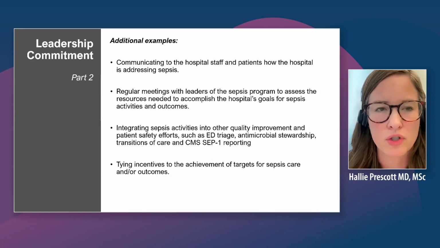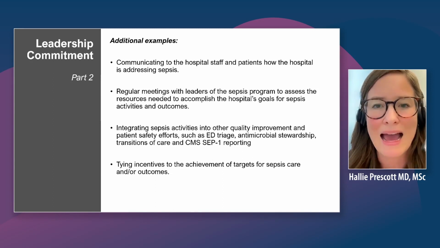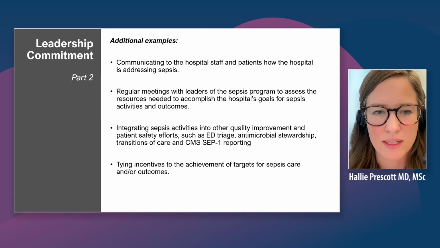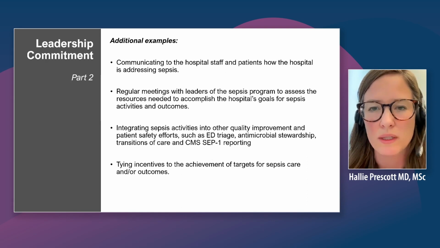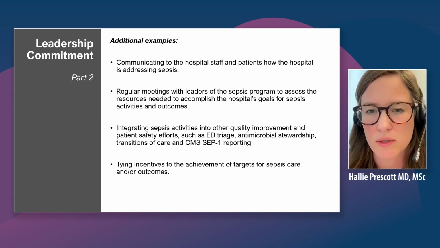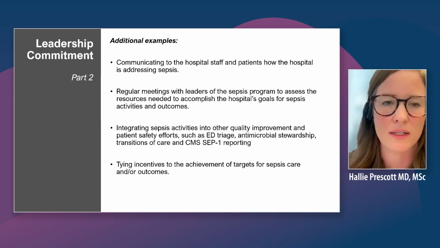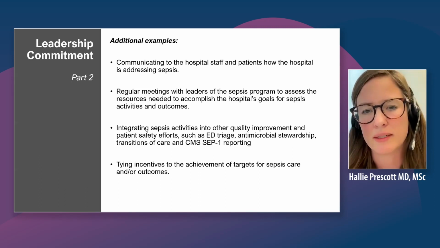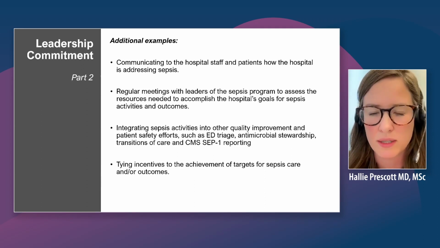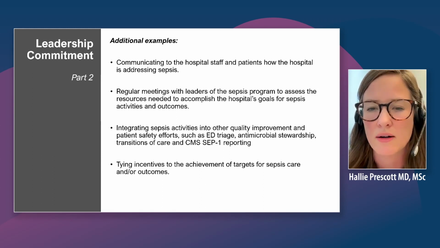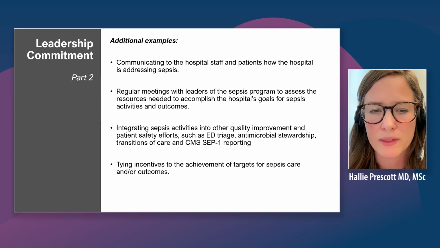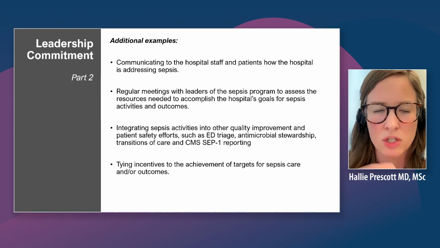Additional examples to show leadership commitment include communicating how the hospital is addressing sepsis, both to staff and to patients and families, having regular meetings between the leaders of the sepsis program to assess the resources needed to accomplish the hospital's goal for sepsis activities and outcomes, integrating sepsis activities into other quality improvement and patient safety efforts, such as emergency department triage, antimicrobial stewardship, transitions of care, and the CMS SEP1 reporting, and tying incentives to achievement of targets for sepsis care and/or outcomes, essentially incentivizing hospital staff to work towards those goals.